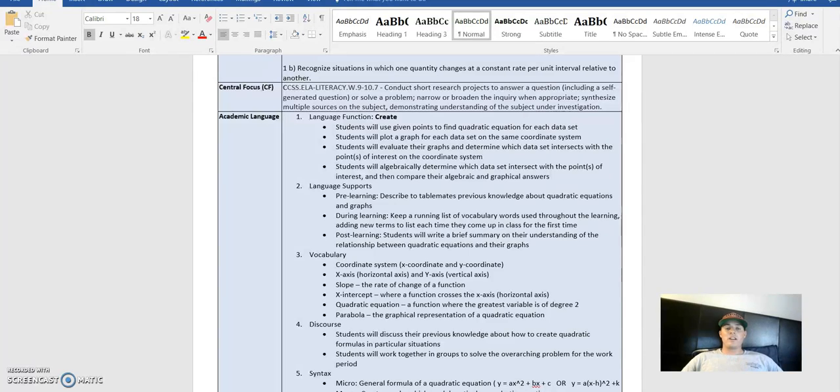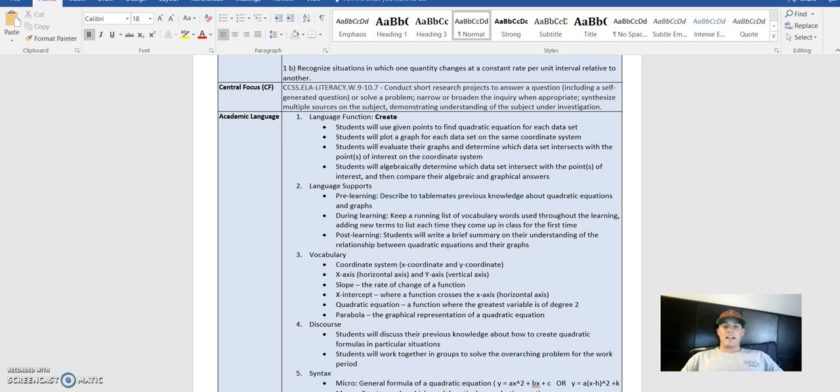As far as language supports, for pre-learning, I said students describe to table mates their previous knowledge about quadratic equations and graphs. So prior to getting into this project, we're going to be assessing prior knowledge and seeing where students stand, getting them leading a discourse, talking and bouncing ideas off each other, and hopefully ringing some bells from things they've learned in the past.